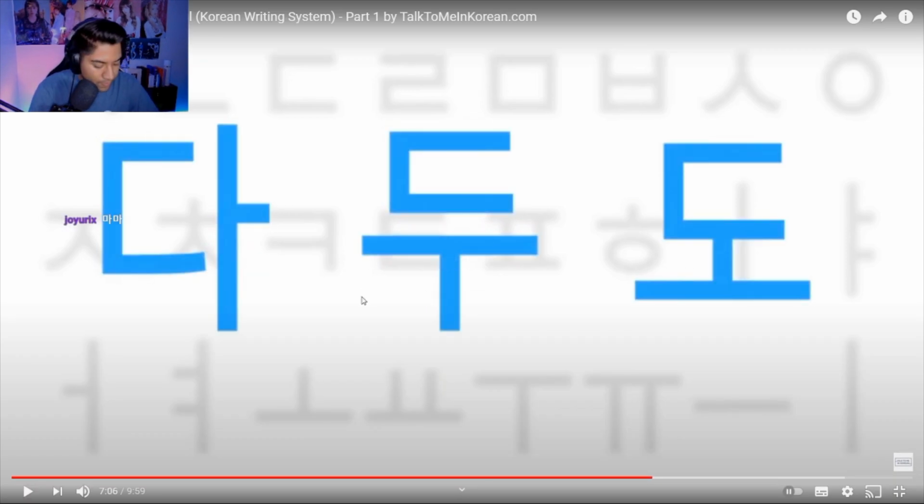Okay, so it's not a completely filled square. It's missing the right side. Okay, this is like the TH sound. That's da. Do.